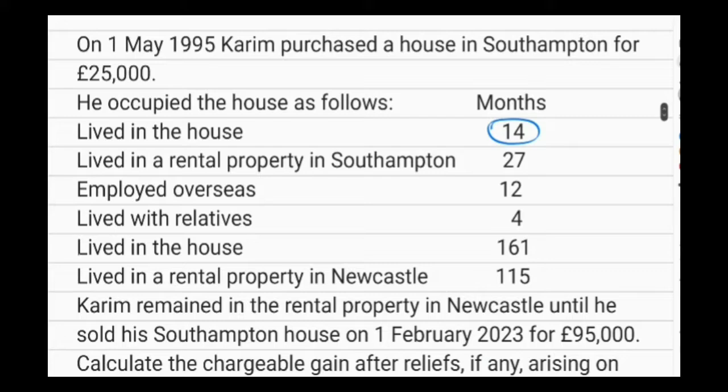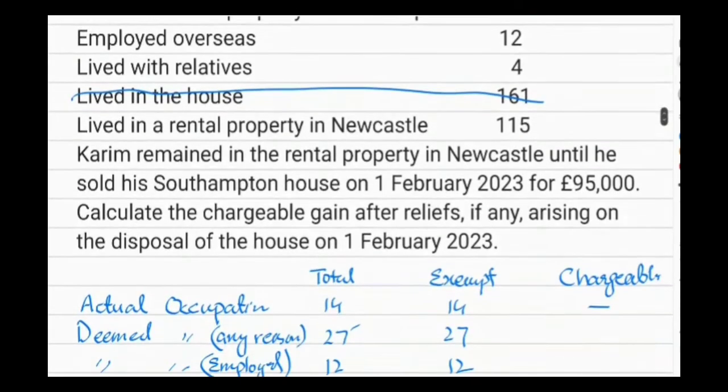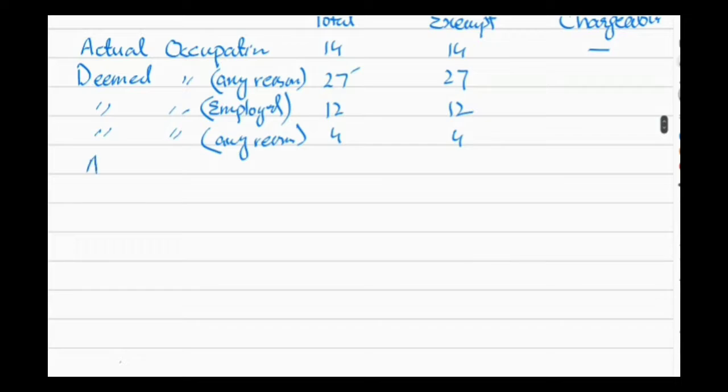Now he again lived in the house, meaning actual occupation. Since it is actual occupation, it should be exempt. After these 3 deemed periods, if there is actual occupation, then these are considered exempt. If there is no actual occupation, meaning after this 4 months period he sold the house, then we will not consider these 3 periods. So these 3 periods are only considered when after the deemed occupied period there is actual occupation.